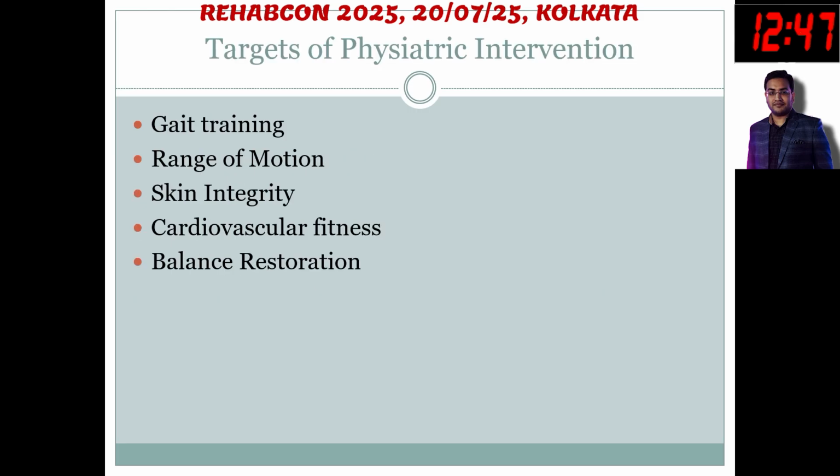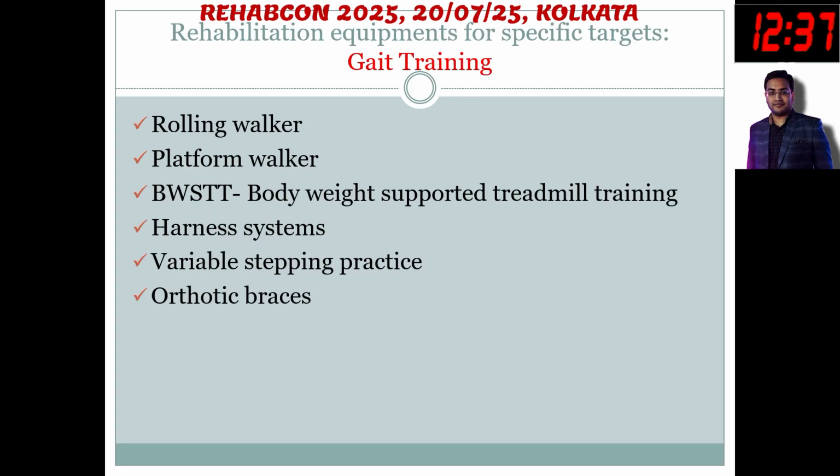So we'll move on to the targets of physiatric intervention, that is gait training, range of motion, skin integrity, cardiovascular fitness, and balance restoration. Moving on to the first target, that is gait training. These are the various rehabilitation equipments to achieve gait training, like rolling walker, platform walker, body weight supported treadmill, harness systems, and orthotic braces.